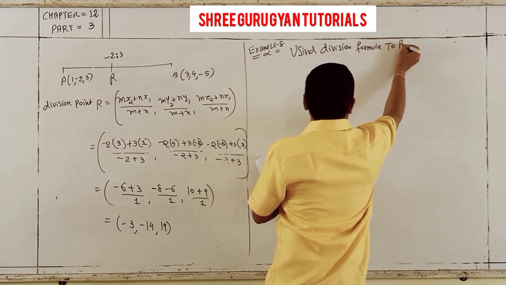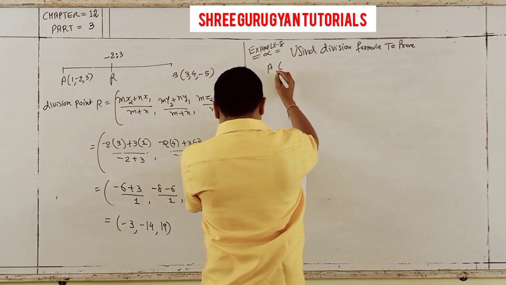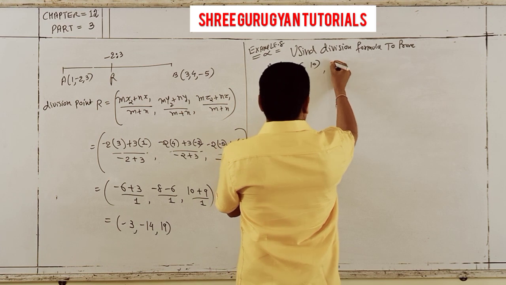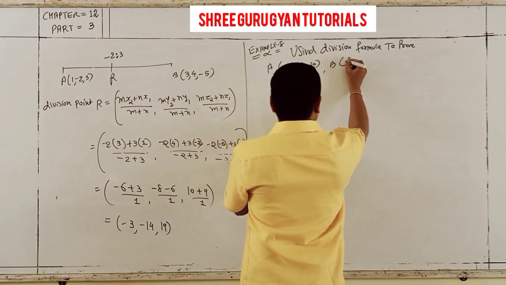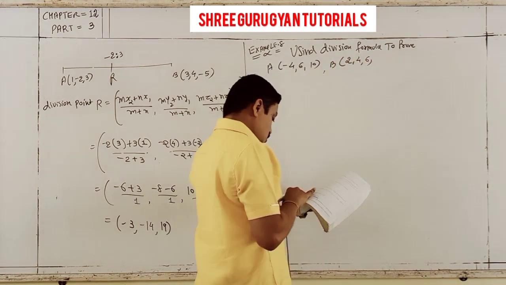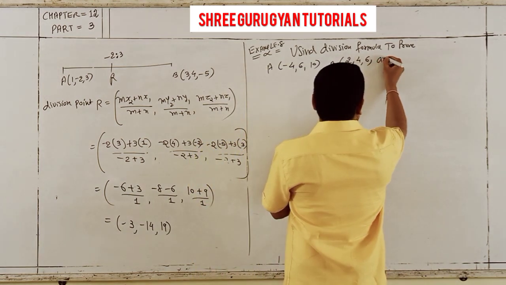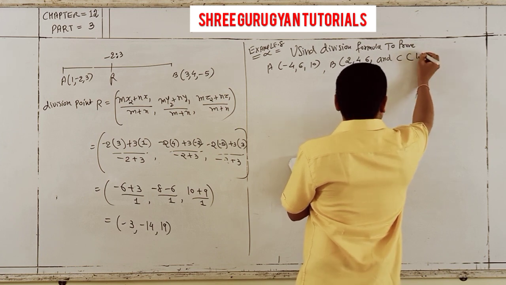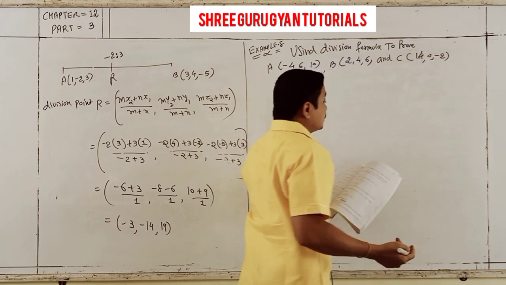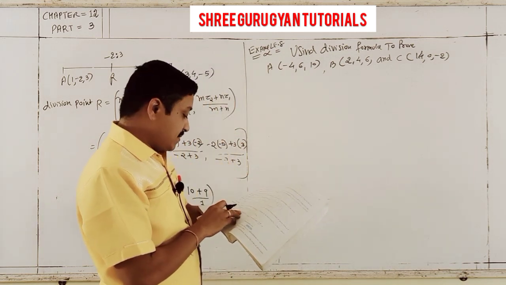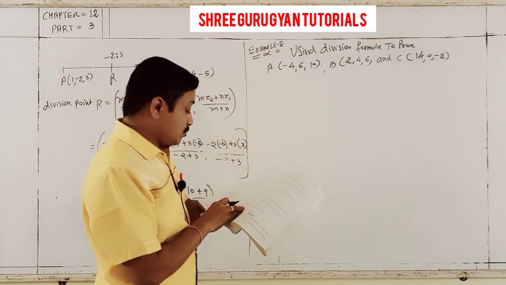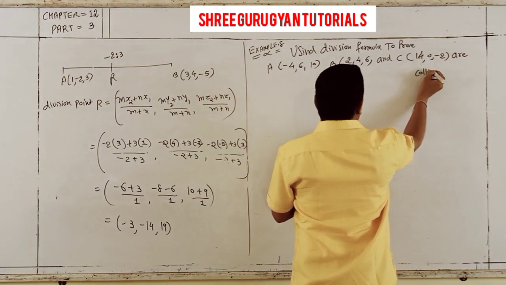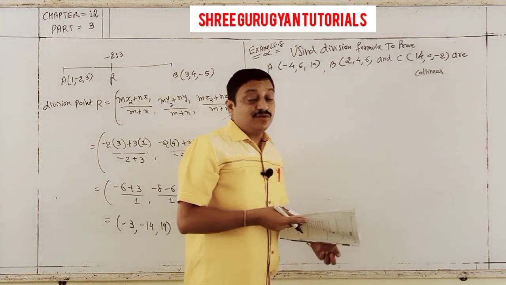To prove points A, B, C are collinear. A points: minus 4, 6, 10. B points: 2, 4, 6. And third, C points: 14, 0, minus 2. Again check whether minus 4, 6, 10, 2, 4, 6, and 14, 0, minus 2 are collinear. So students, here we are going to use the division formula.